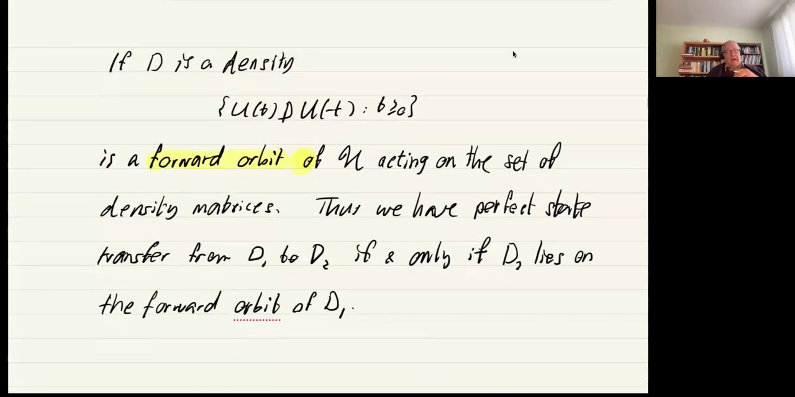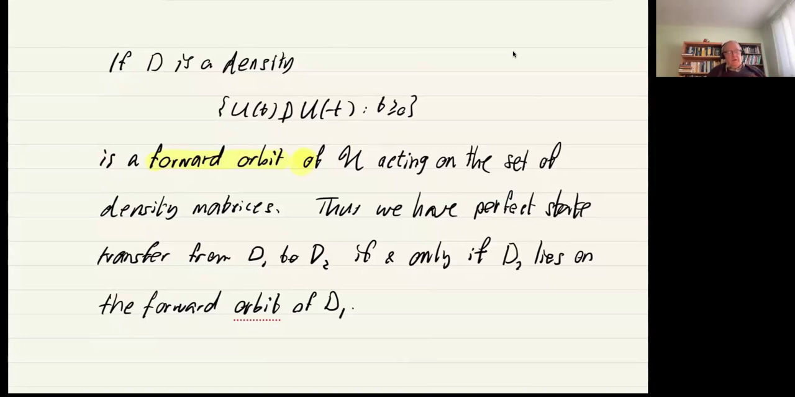And so, for example, it follows that you have perfect state transfer from D1 to D2 if D2 lies on the forward orbit of D1. Because our Hamiltonian is symmetric, if D2 is on the forward orbit of D1, then D1 is on the forward orbit of D2. So for our purposes we don't need to distinguish between orbits and forward orbits, but the dynamical systems theorists have to pay more attention, as they are often dealing with situations where only the forward orbit would make sense.